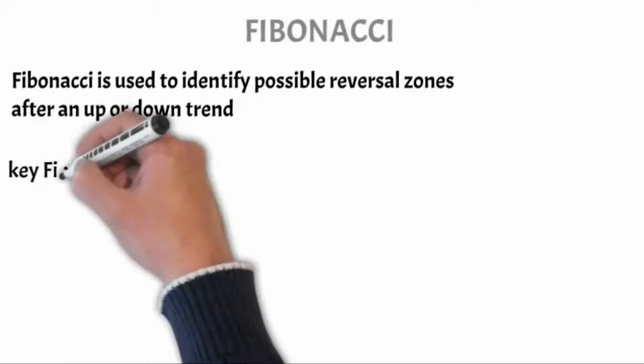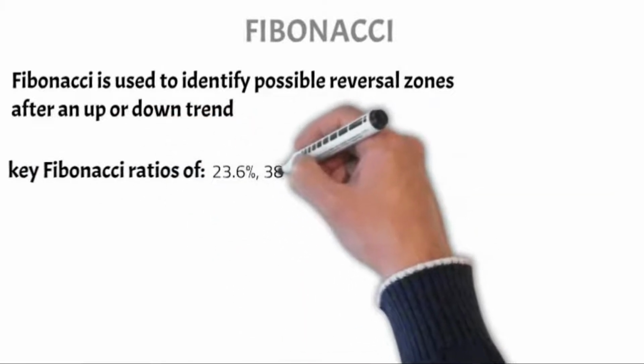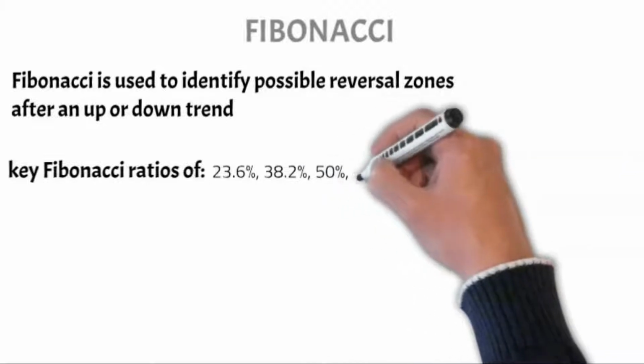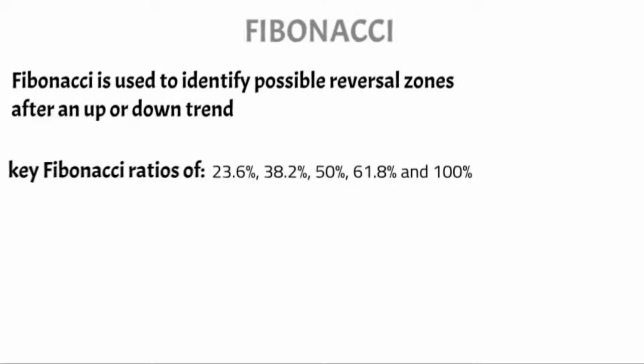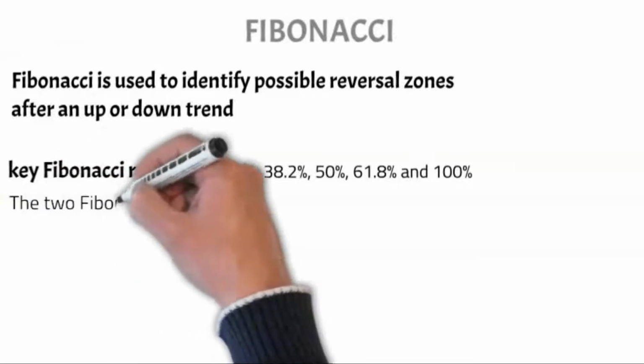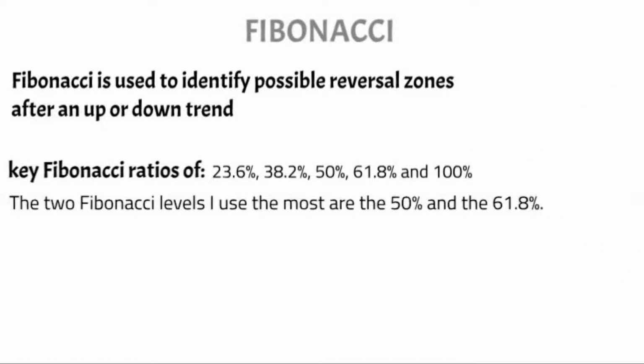distance by the key Fibonacci ratios of 23.6%, 38.2%, 50%, 61.8% and 100%. Once these levels are identified, horizontal lines are drawn and used to identify possible support and resistance levels. The two Fibonacci levels used the most are the 50% and the 61.8%. I really do not focus at all on the others.